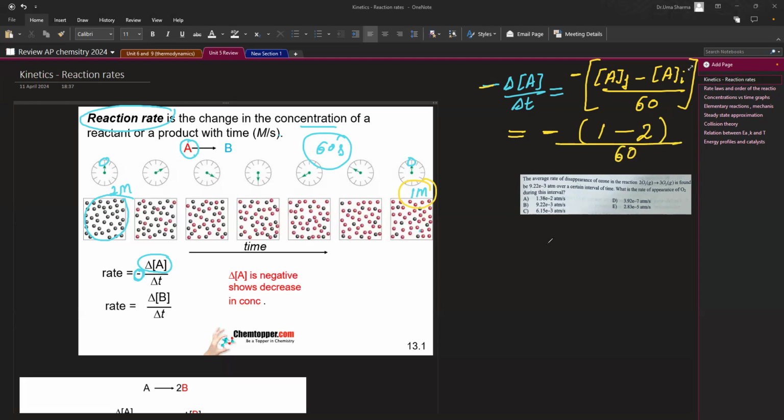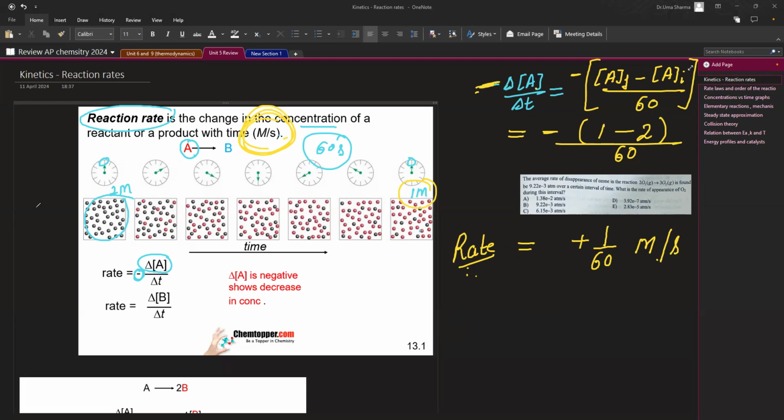So what is the answer? Plus 1 over 60. Units? What are the units? Molar per second. That's the rate. We need to put a minus here because rates are never negative. Rate has to be positive. So that is the reason if we are working with the reactants, we put a negative so that we get our answer as positive only. And the units of the rate are molar per second. Are we clear about it?